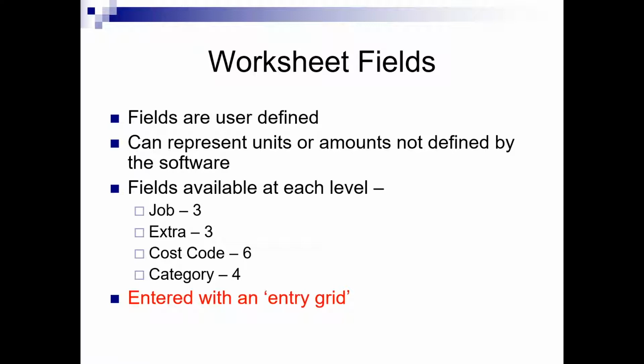We have 3 fields at the job level that we can use, 3 at the extra level, 6 at the cost code level, and 4 at the category level. And I will tell you that as we get into the setups, I'm going to point something else out about the cost codes. And again, entered with an entry grid.